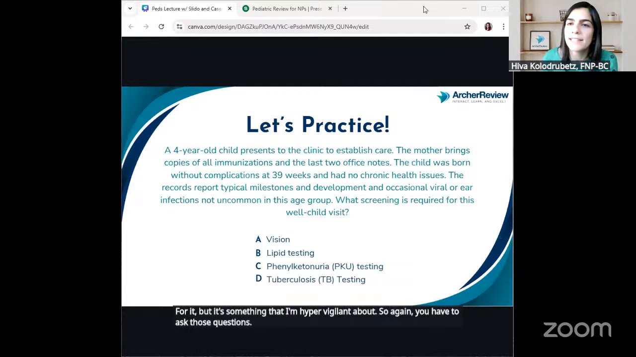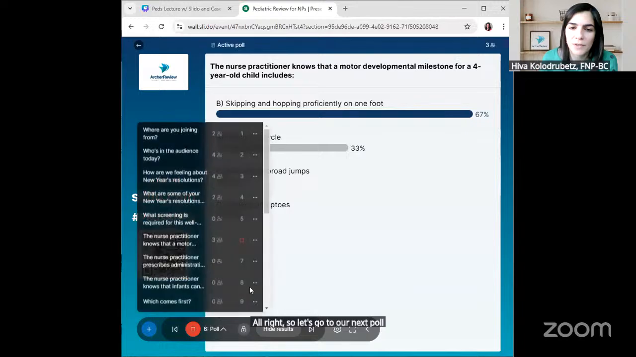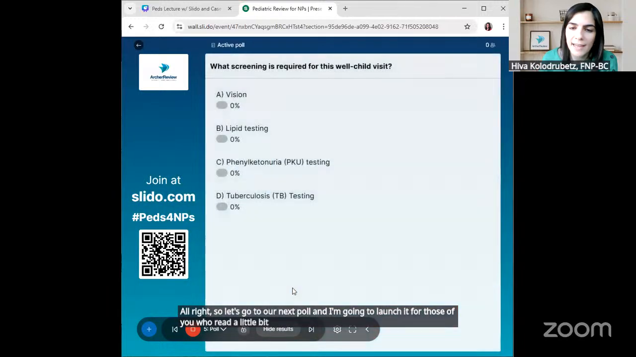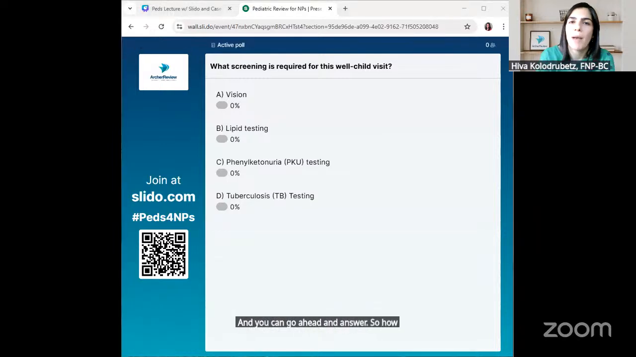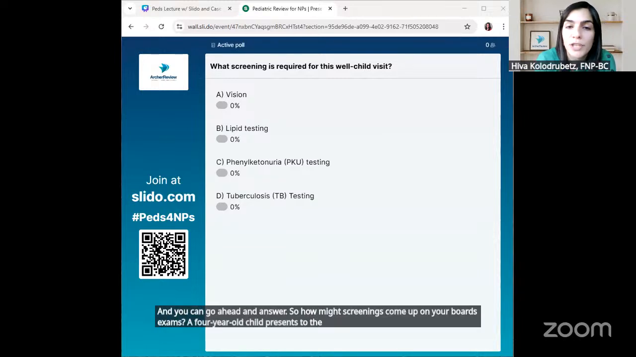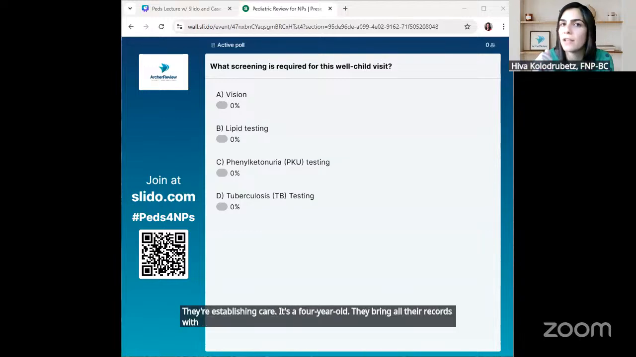All right, so let's go to our next poll, and I'm going to launch it for those of you who read a little bit faster than I do, and you can go ahead and answer. So, how might screenings come up on your board's exams? A 4-year-old child presents to the clinic to establish care. The mother brings copies of all immunization records and the last 2 office visit notes. So, they're establishing care. It's a 4-year-old. They bring all their records with them, including office visit notes and immunization.